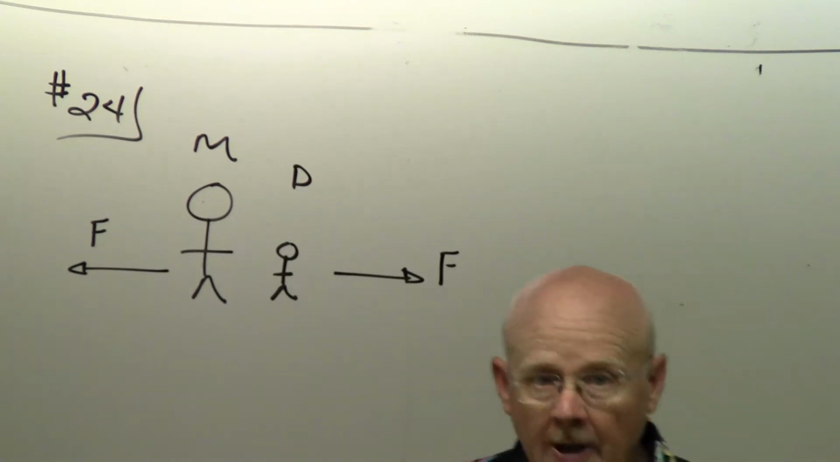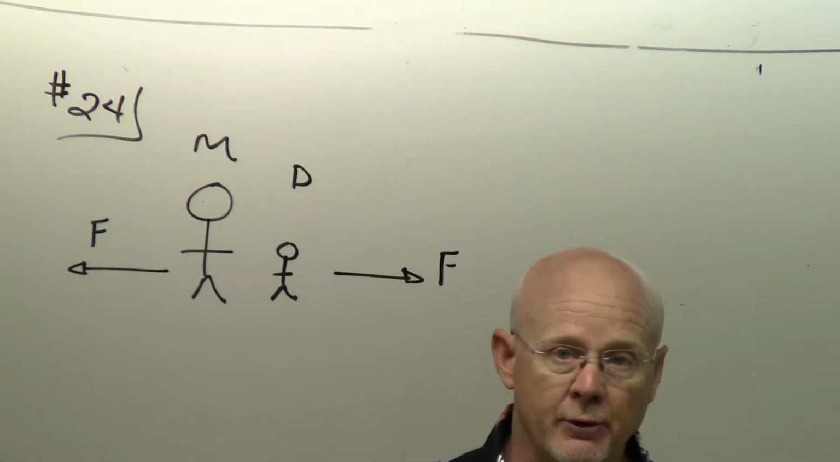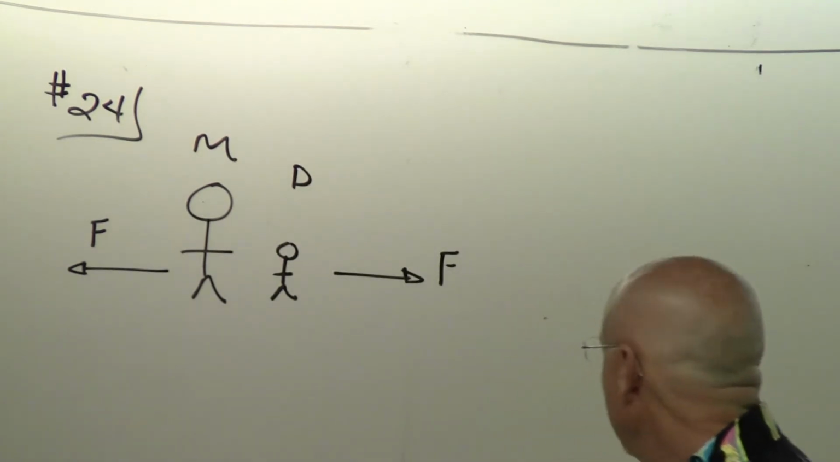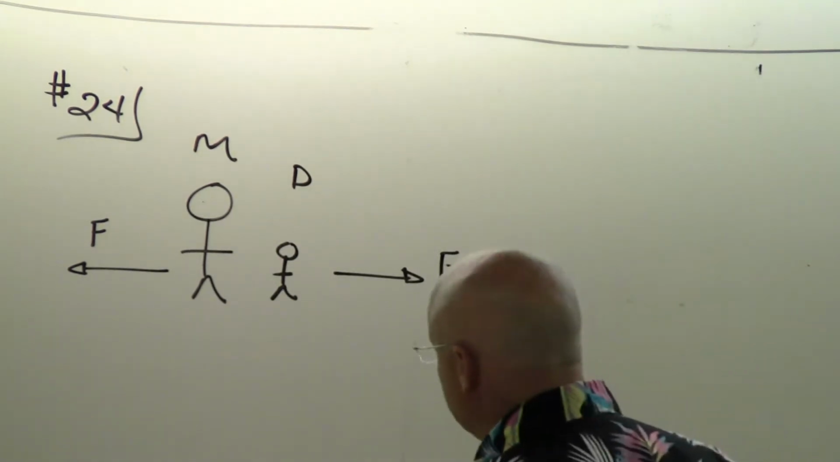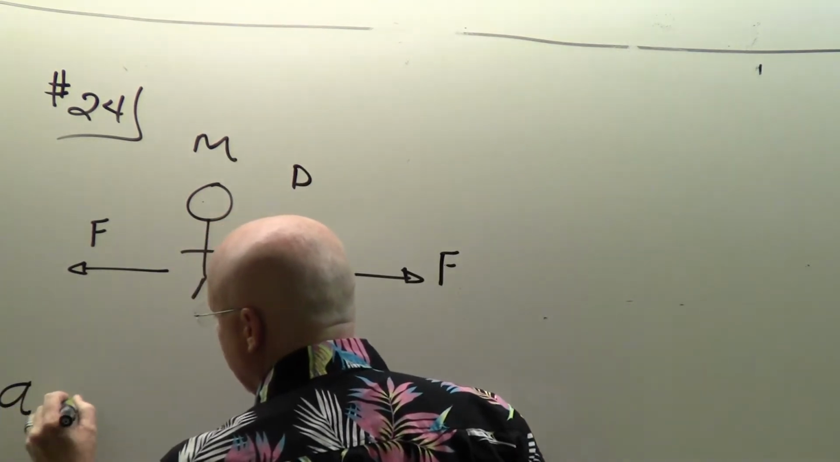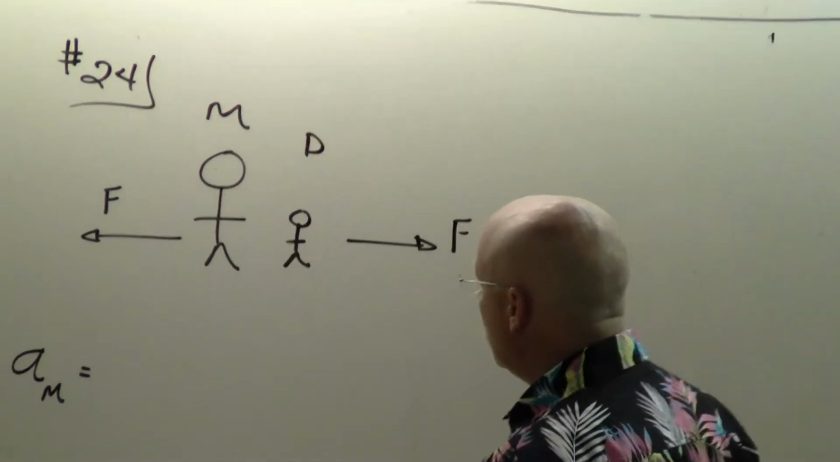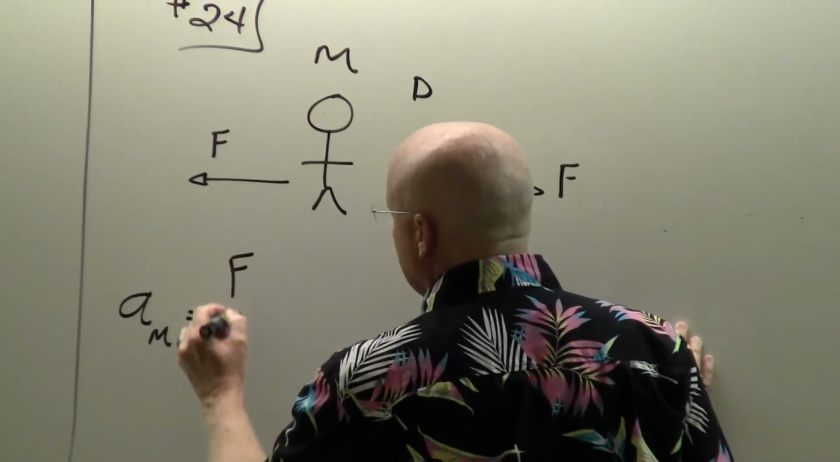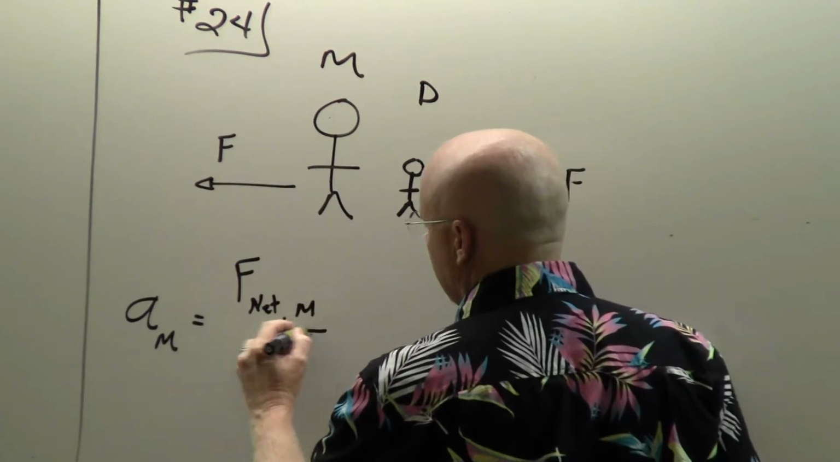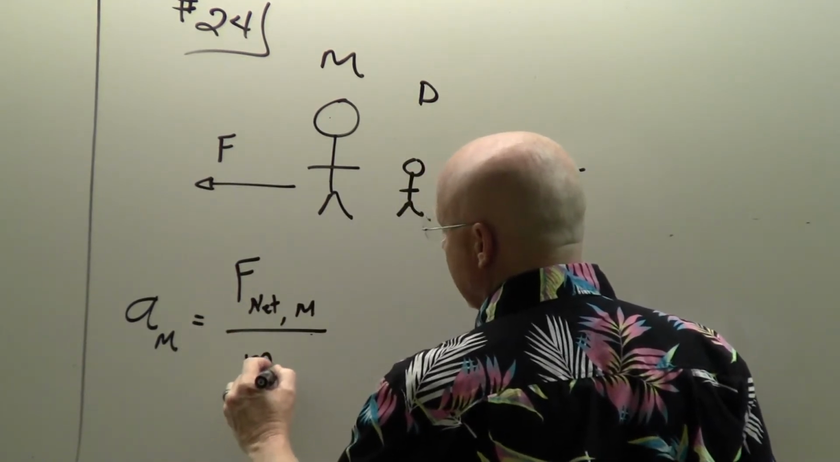And so this one is a third law problem. But it's also a second law problem too. And you'll see that in just a second here. Because the second law says this. It says, okay, so if you want to know the acceleration of mother, so I'll put an M, you need to get the net force on mother and divide by the mass of mother.